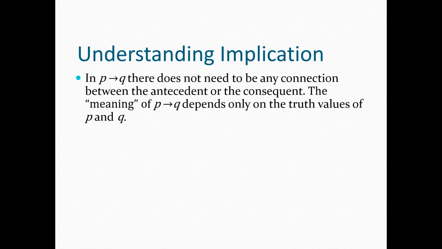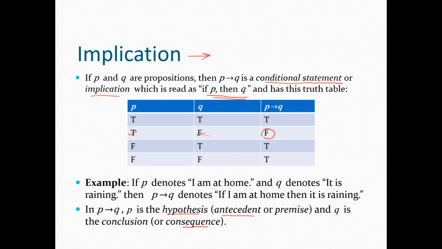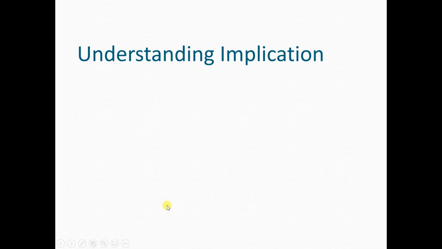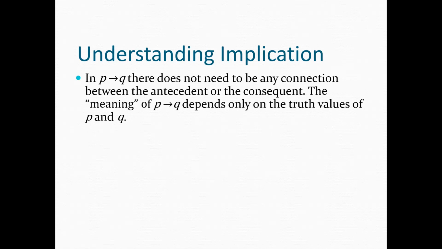Now, understanding implications. In P implies Q, there does not need to be any connection between the antecedent and the consequent or the consequence. The meaning of P implies Q depends only on truth values of P and Q. And in the last definition we said that this is false only when P is true and Q is false. You can see that P is true, Q is false. Otherwise, it is true. So this depends upon the truth value of P and Q.